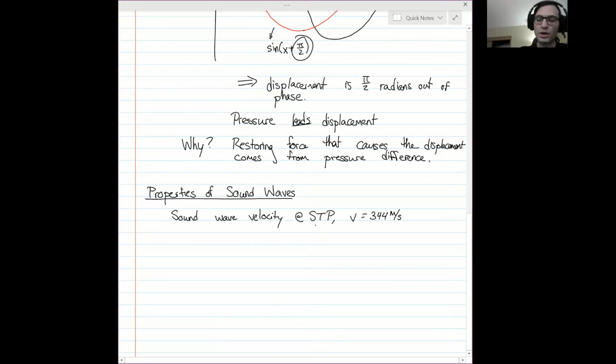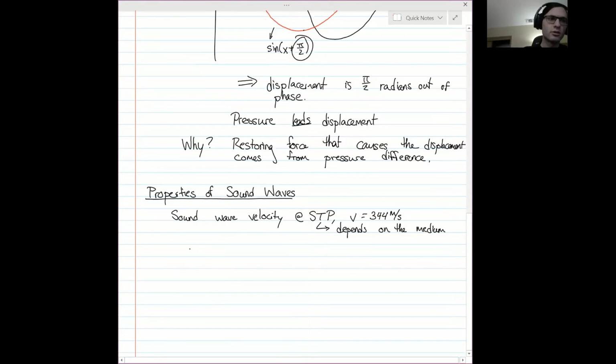Now, do notice that this depends on the medium. Just like how the wave speed in a string depends on the medium, the tension and the linear mass density, the speed of sound depends on what medium that sound is traveling through.